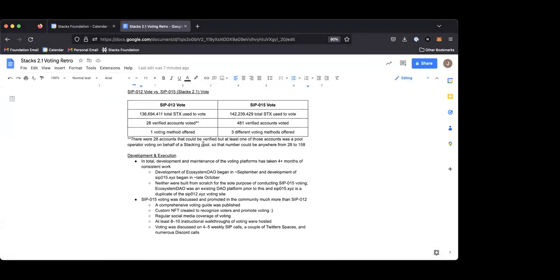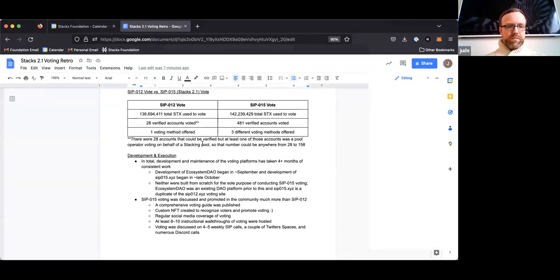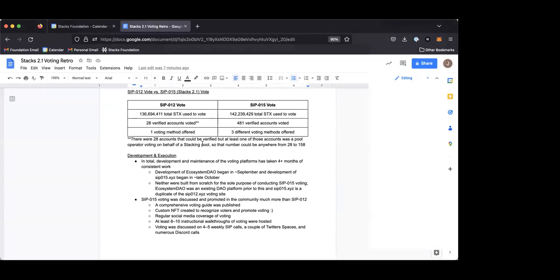There are asterisks by this because, and Jude, you can confirm this for me, there were 28 accounts that we could verify, but at least one of those was a pool operator voting on behalf of a stacking pool. So it could have been anywhere between 28 to 158 because there are like 130 participants in that pool. Yep, sounds right. Okay, still quite a big jump if it is 158. That's exciting. And for the last vote, there was one voting method offered. It was method one that we offered this time around, so sending a Bitcoin transaction, versus the 3 different voting methods that we offered for the SIP-15 vote.